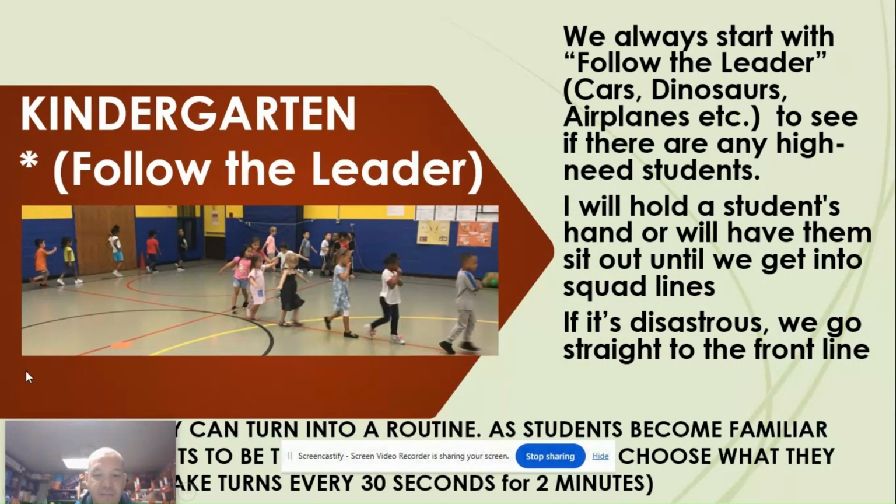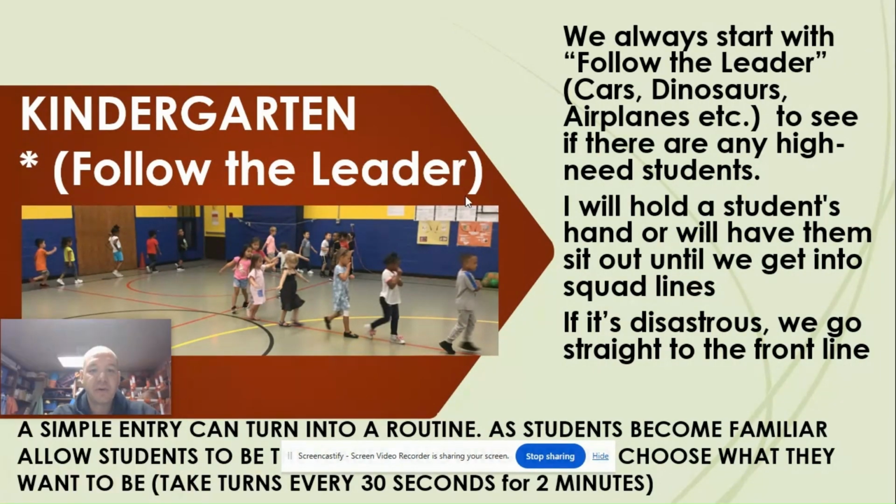When I actually have the kids come to my class, I always start with follow the leader. As you see, when I start with follow the leader, we become cars, we become dinosaurs, planes, just to try to make it a little exciting for the kids. We try to make sounds and stuff. When I walk the students in, I usually am the leader. If I have identified a student, I will have the student right with me, so they're moving along with me. If I need to hold a student's hand, I will. If a student's completely out of line and just doesn't understand the concept of following the leader, I usually can have them just sit out until we get into our squad lines.